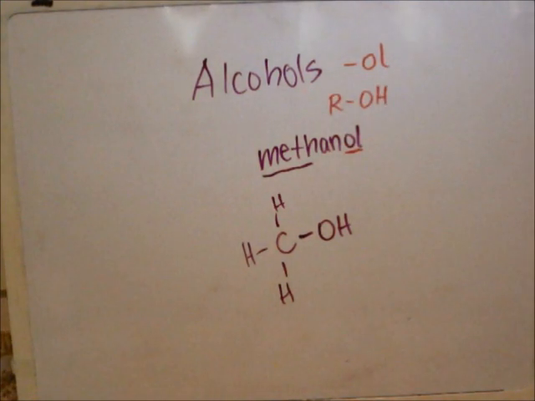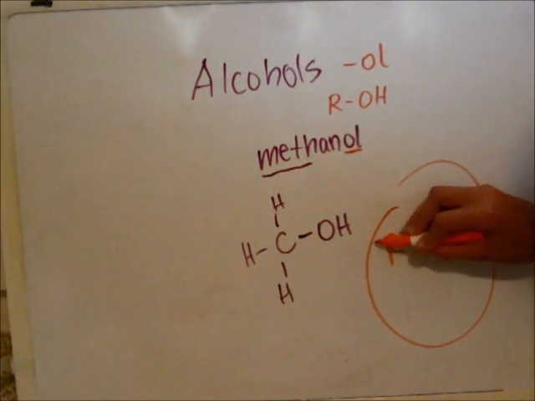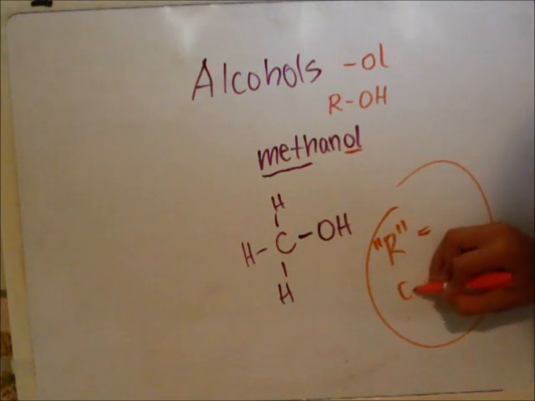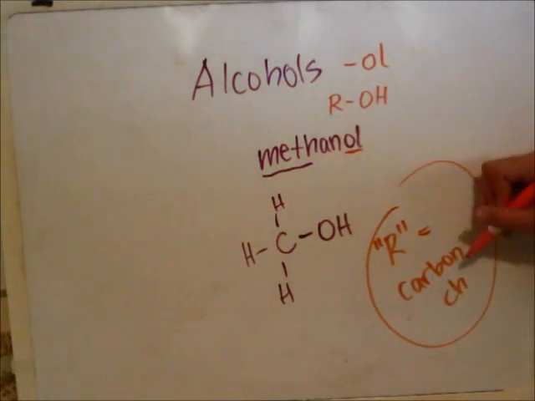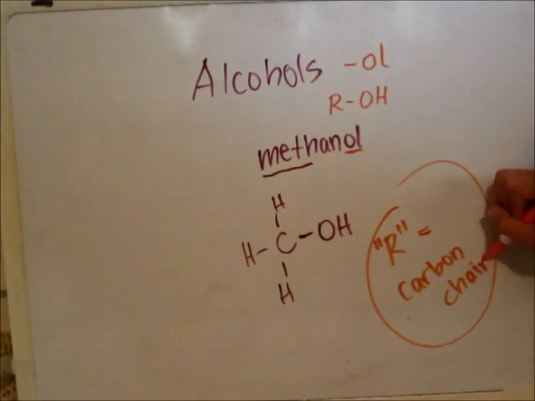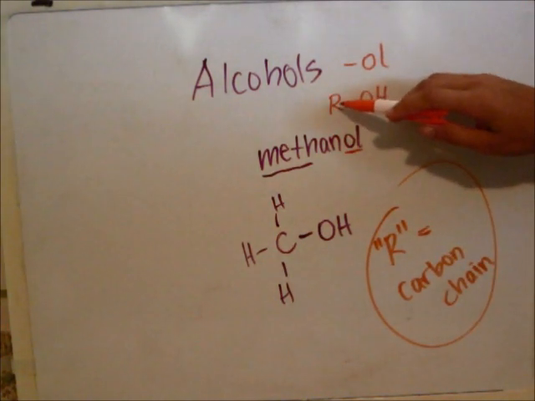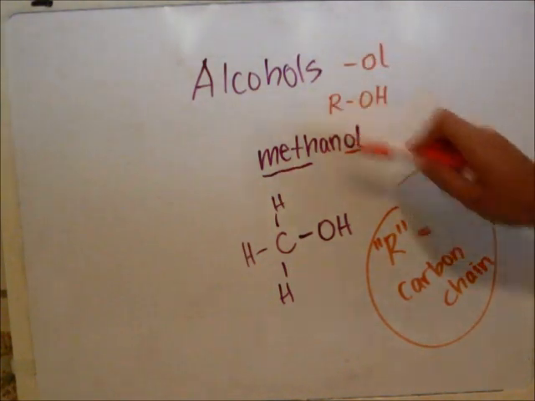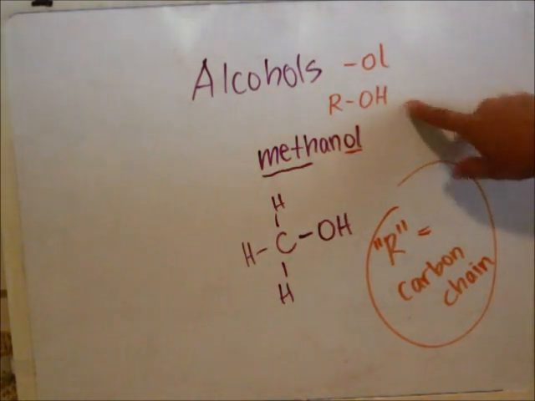Now what the heck is that R thing I just drew? Well, R means a carbon chain. So when naming what the addition is to make a functional group, we just put R as the carbon chain. That could be like 5 C's and 11 H's, but we just put R. Get it? I'll talk about that more later. So alcohols: OL and ROH.